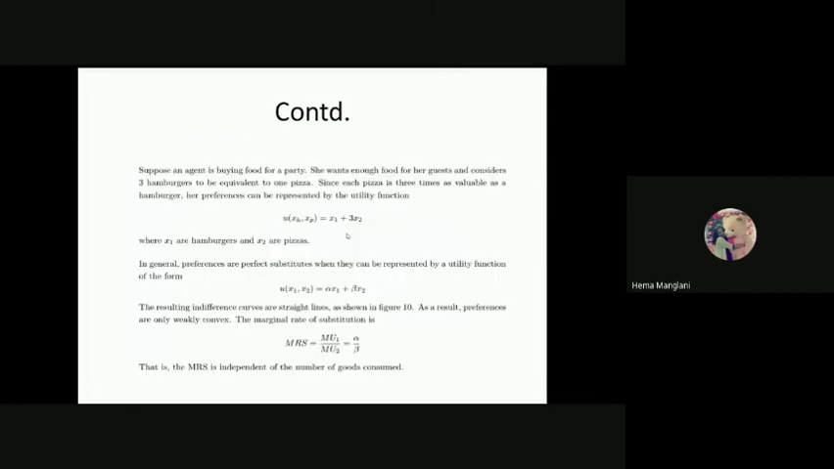Now let's talk about this. That is the functional form of it. The functional form we already saw yesterday: alpha x1 plus beta x2. So if we talk about the MRS, marginal utility of 1 divided by marginal utility of 2, alpha by beta would be there. It means your MRS says that if one would increase, then the other would automatically decrease. So that is the case of perfect substitutes.